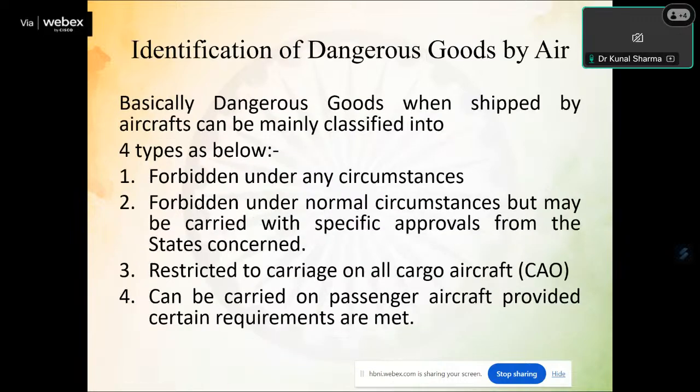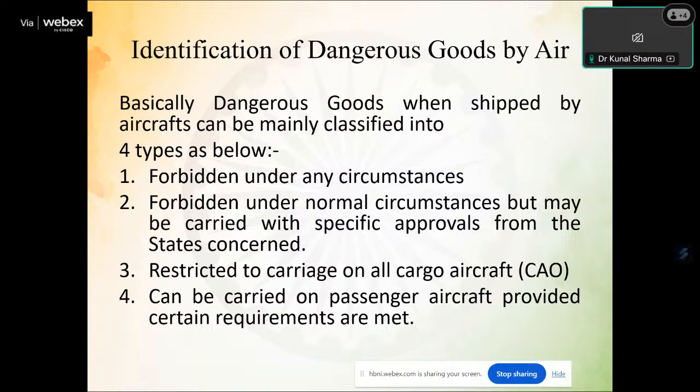Now, identification of dangerous goods by air. As we have already seen the classification into 9 types, but here they have done something different. Basically, dangerous goods when shipped by aircraft can be mainly classified into 4 types. First type is forbidden under any circumstances. Second, forbidden under normal circumstances, but may be carried with specific approvals from the state concerned. So, in the first type, it is forbidden in any circumstances, there is no change. But in the second part, they require certain specific approvals from the local state authorities, restricted to carriage on cargo aircraft only (CAO) and can be carried on passenger aircraft provided certain requirements are met.